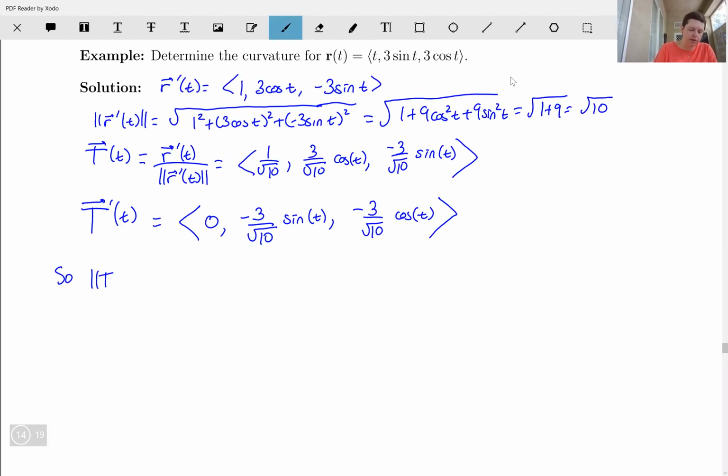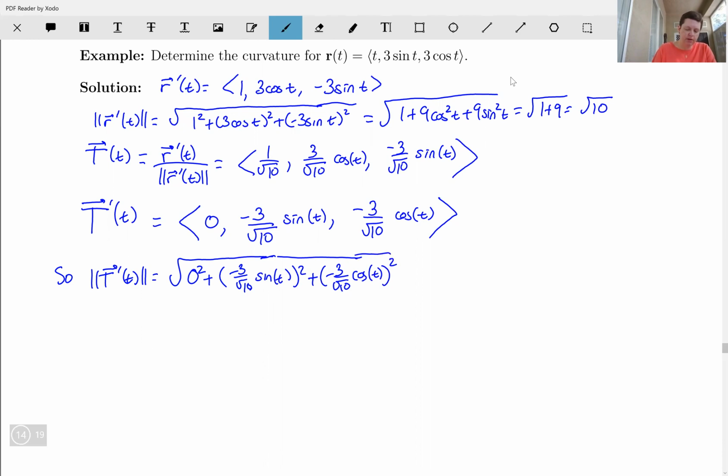So the magnitude of this vector is the square root of 0 squared plus the quantity negative 3 over root 10 sine t squared plus the quantity negative 3 over root 10 cosine of t squared. And that's going to give me the square root of 9/10 sine squared t plus 9/10 cosine squared t, which is just the square root of 9/10, which is 3 over root 10.